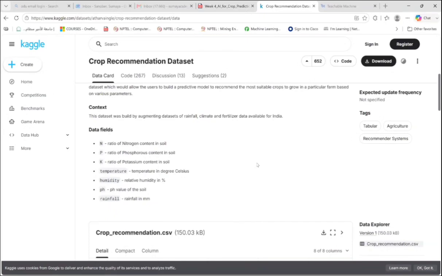So you can plant based on all these fields. This farmland is best to harvest chickpea. This farmland is best to harvest rice because of these features. What were the features that were considered? The considered features were the ratio of nitrogen content in the soil, ratio of phosphorus content in the soil, ratio of potassium content in the soil, temperature, humidity, pH value of the soil, and the rainfall.